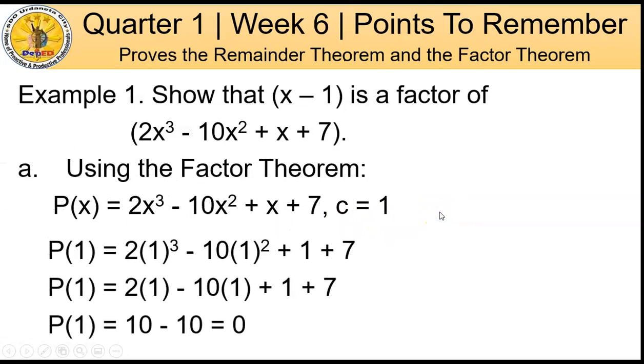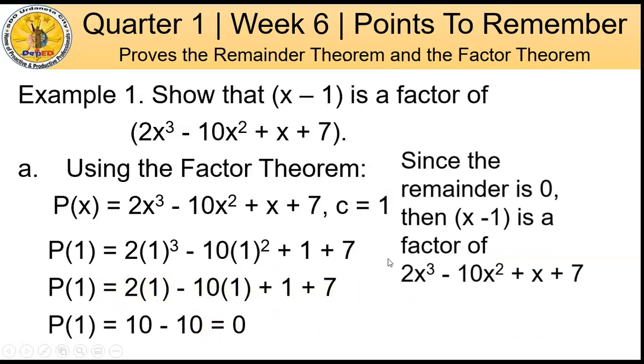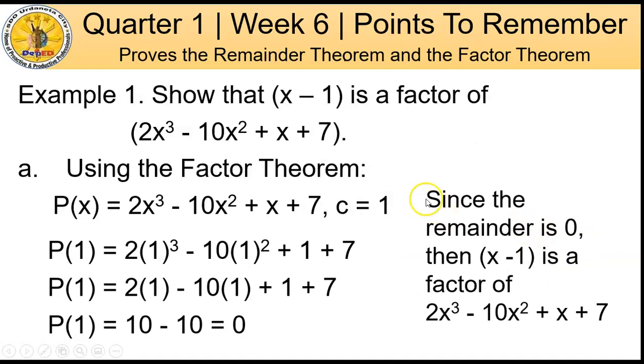So, substituting 1 sa lahat ng x's, so we have 2 times the quantity 1 raised to 3 minus 10 times the quantity 1 raised to 2 plus 1 plus 7. So, simplifying, we have 2 times 1 minus 10 times 1 plus 1 plus 7. So, we have here 2 plus 1 plus 7 is 10 minus 10, so we have 0. Since the remainder is 0, then x minus 1 is a factor of 2x cubed minus 10x squared plus x plus 7.